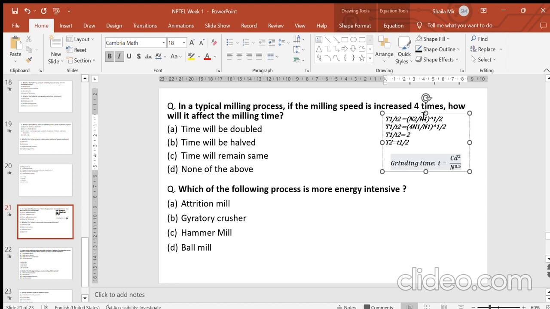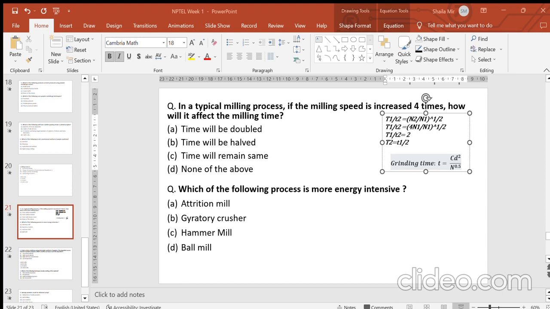So the milling time will be halved based on the equation, because we have this equation which is relating the milling time and the milling speed. So we have T1 by T2, which gives us milling speed N2 by N1 raised to power 1 by 2, right? So we have T1 by T2, which is equivalent to 2, because the milling speed is 4 times in the second case. So the milling time will be reduced by half. So time will be halved. If you are increasing the milling speed 4 times, the time will be halved.